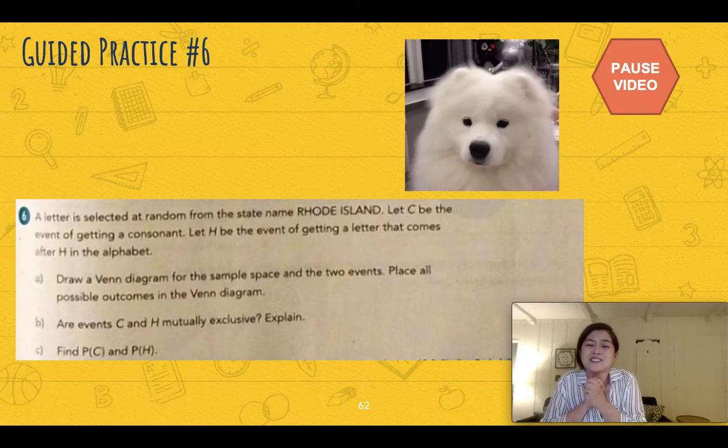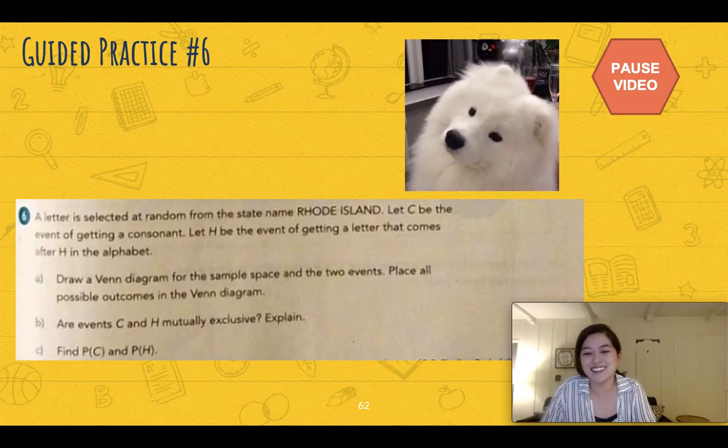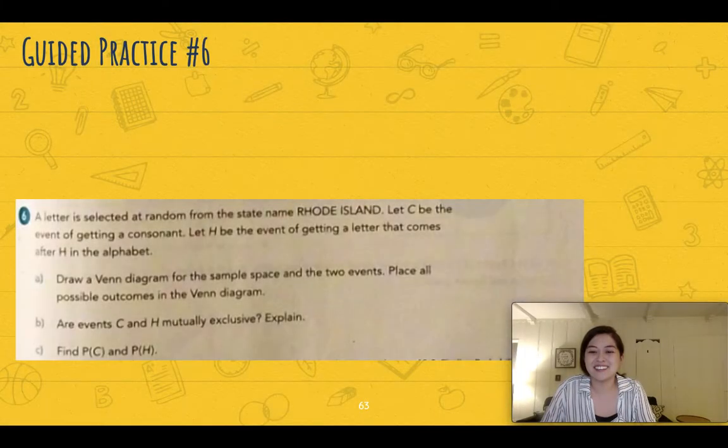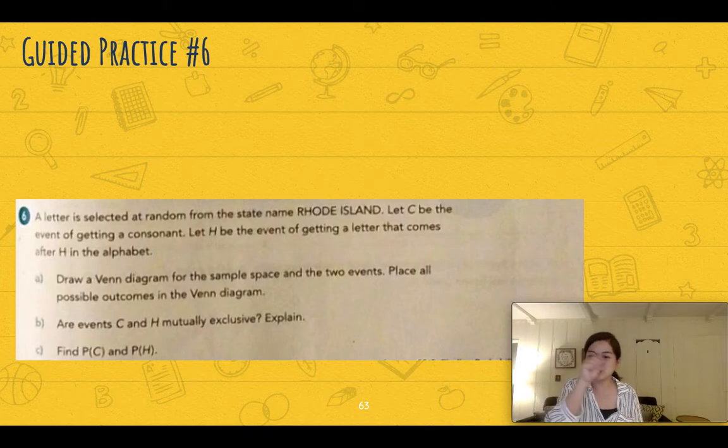Isn't that dog so cute? Okay, enjoy. All right, how's the problem? Are you guys starting to get it? I'm having fun with this chapter, just drawing the Venn diagrams in the sample space. I don't know about you.